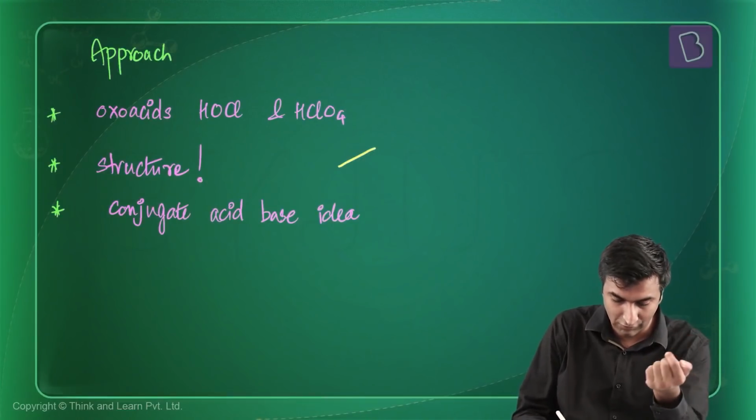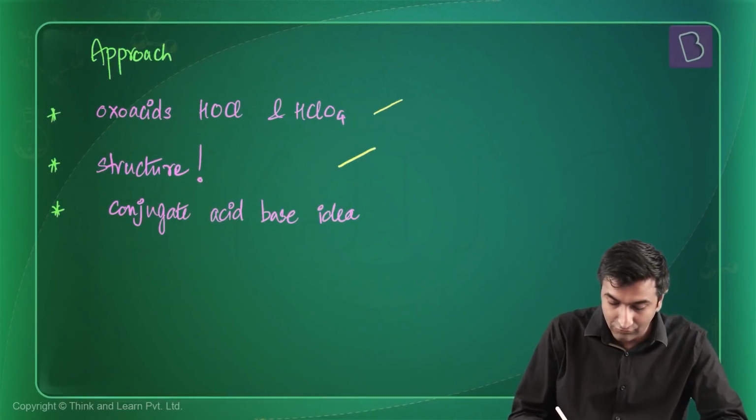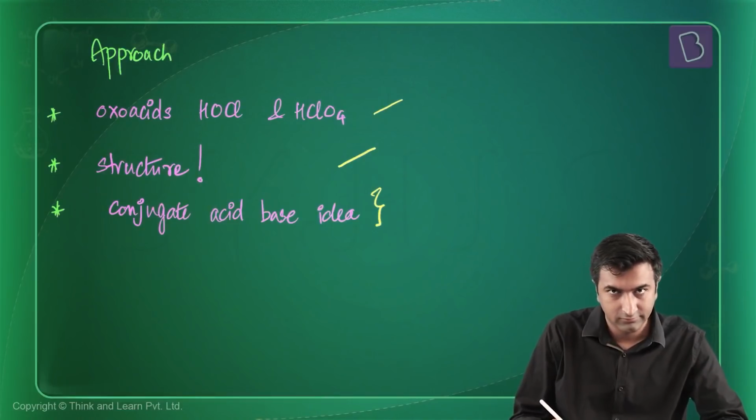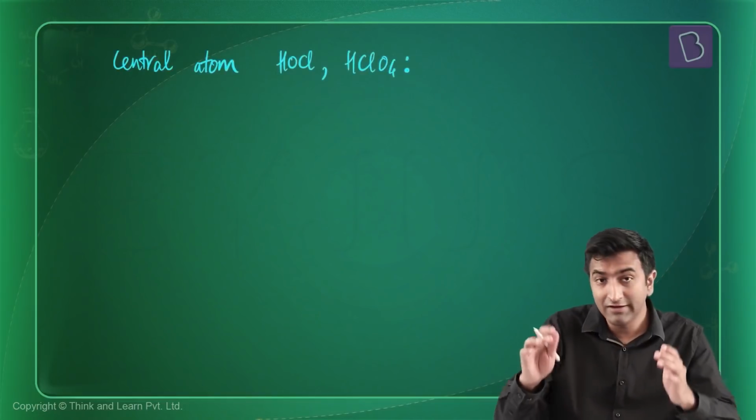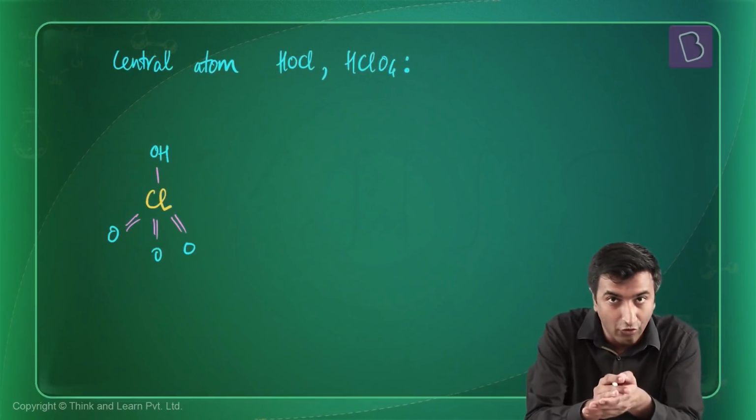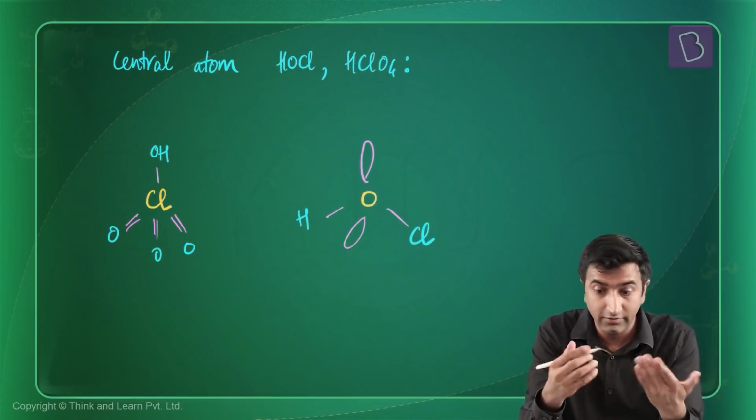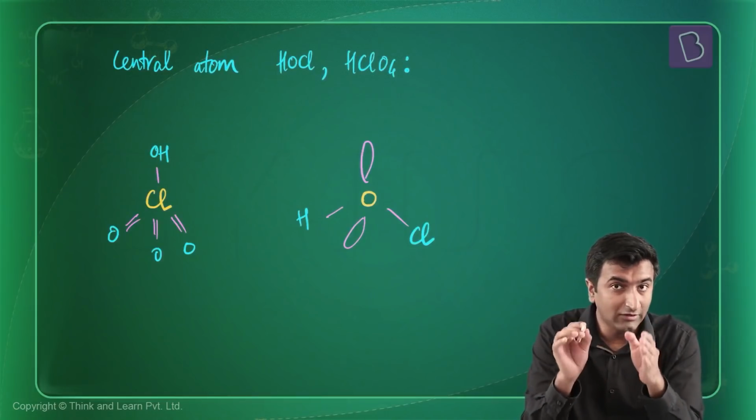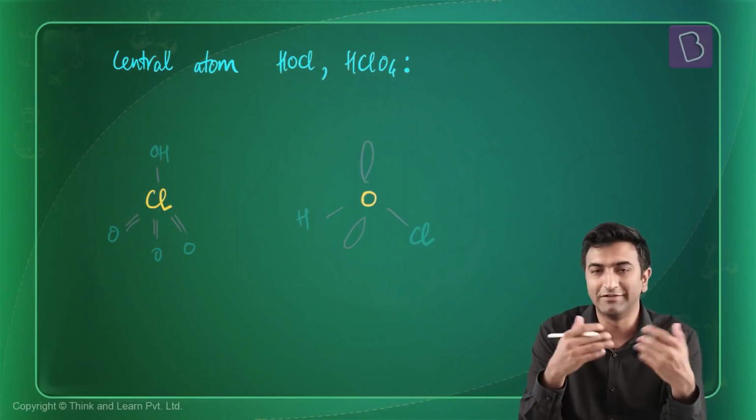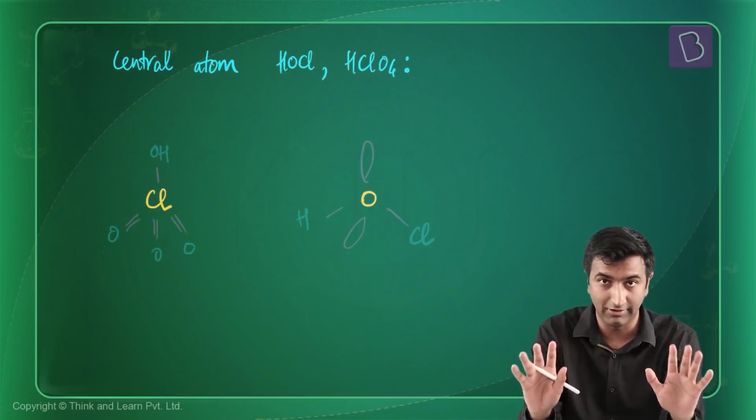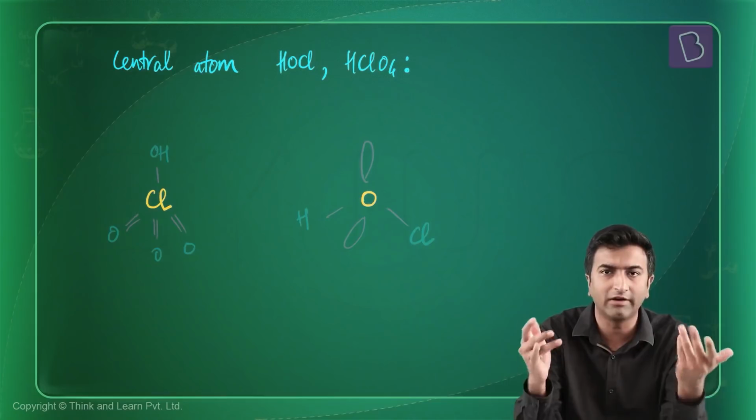We have just two oxo acids here, and we need to use this conjugate acid-base idea. Could be a little bit tricky. Okay, let's get started. So, central atom in HClO4 and HOCl, we are being asked what is the hybridization of this. Now you need to realize that central atoms are different in both of these compounds. That's really important. If you mess that up, you would not get this correct.